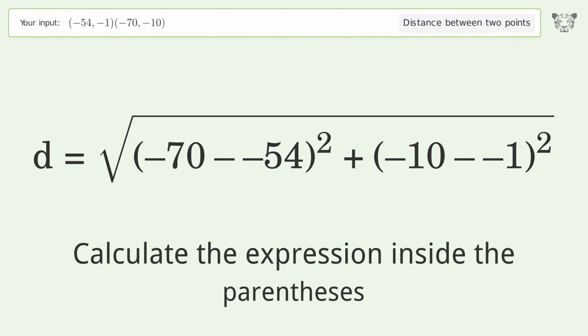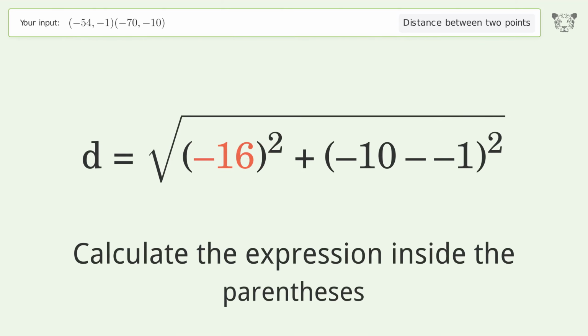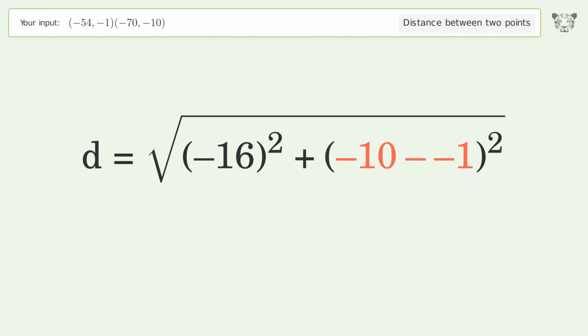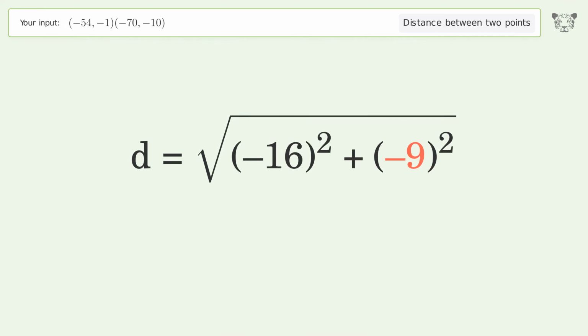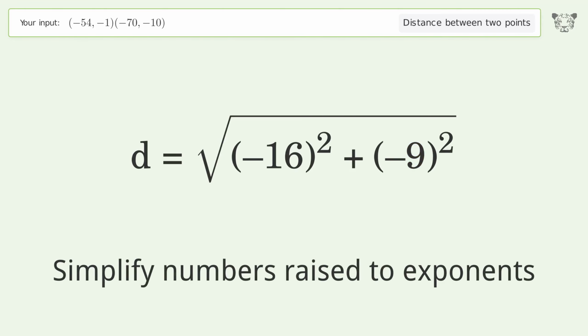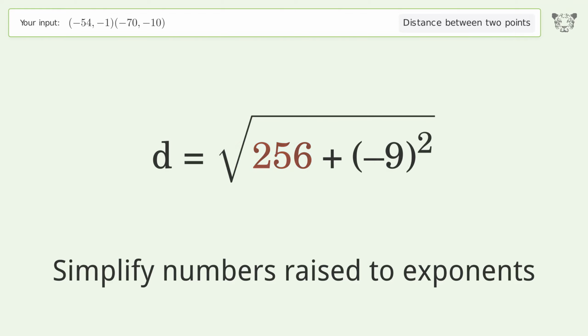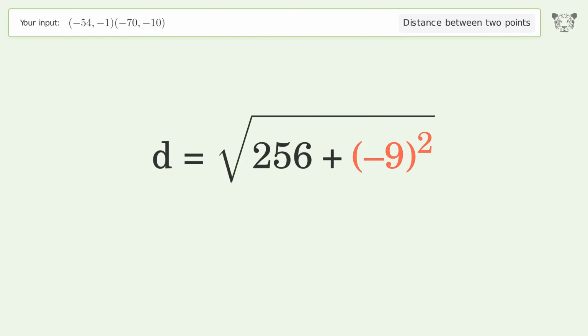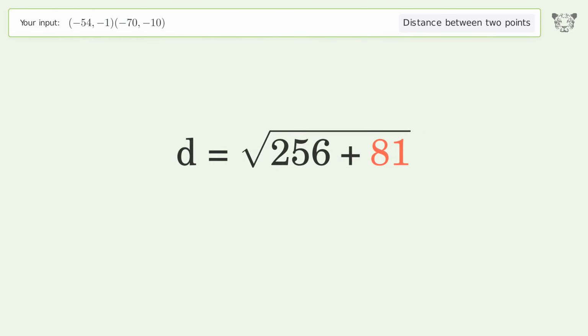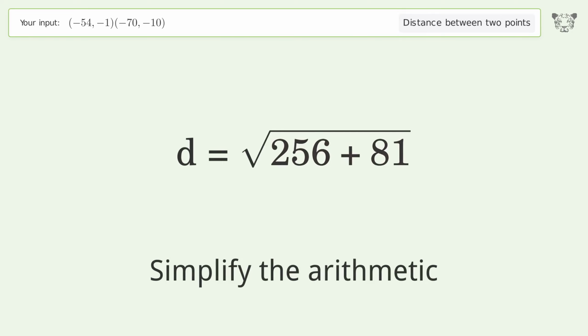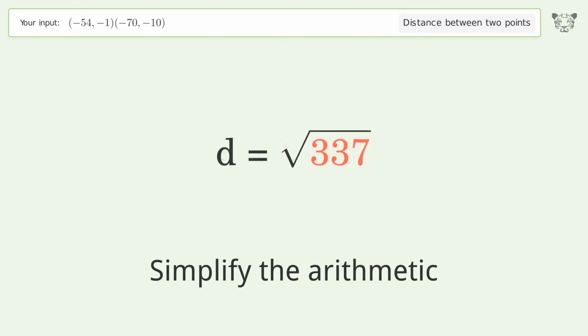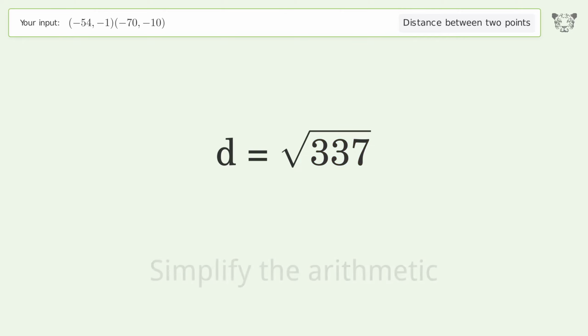Calculate the expression inside the parentheses. Simplify numbers raised to exponents. Simplify the arithmetic. And so the distance between the 2 points is the square root of 337, or 18.358.